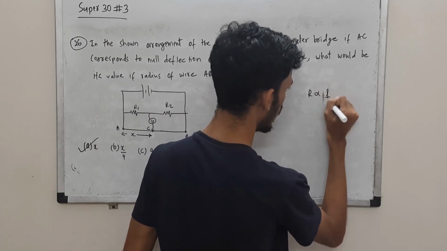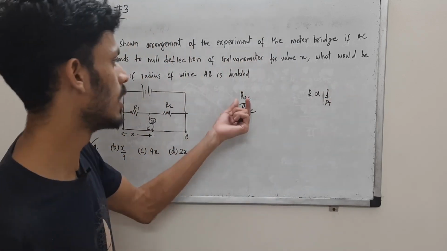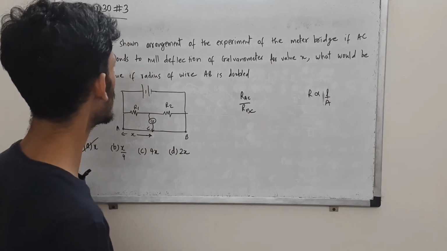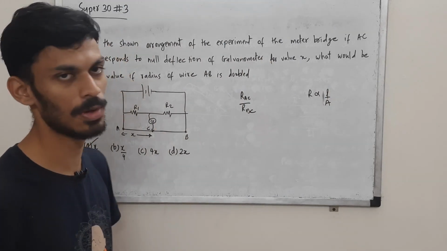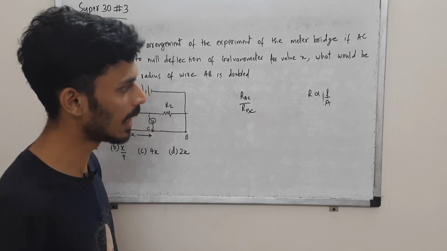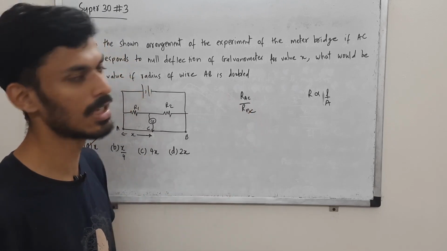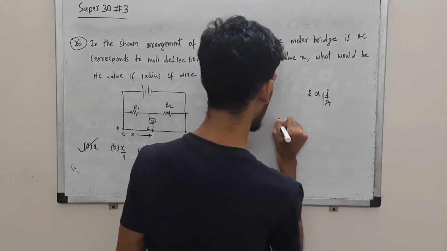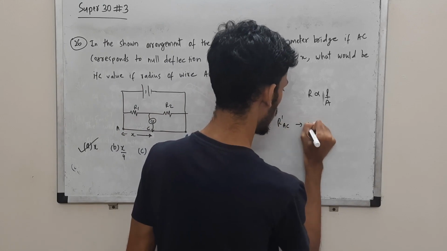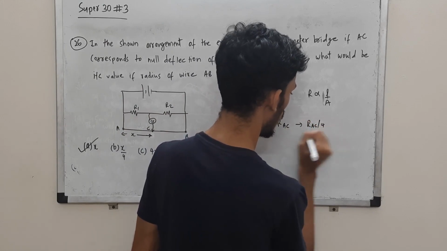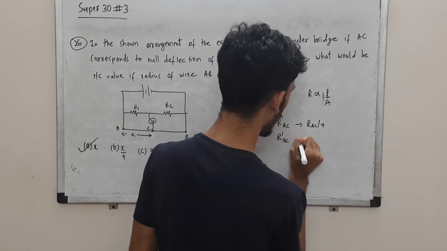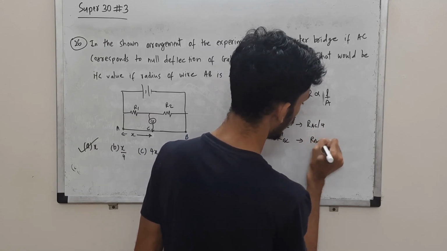It's L by A. But what will happen? Suppose the radius is doubled. Area is proportional to radius squared, so your new resistance will become R by 4. The new R dash AC will become R_AC by 4, and similarly R dash BC will become R_BC by 4.